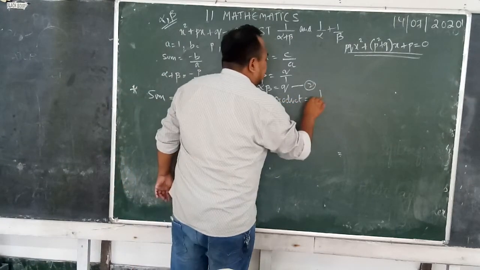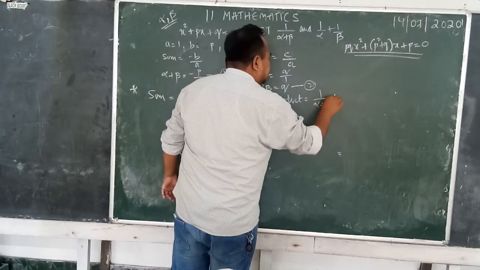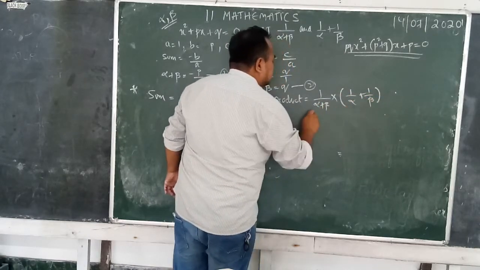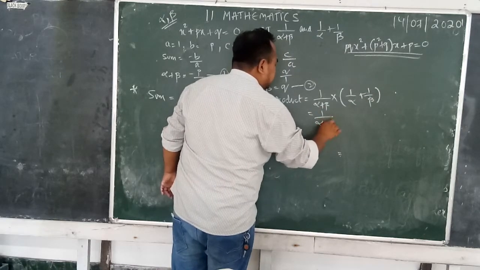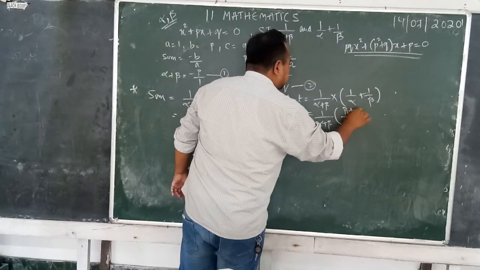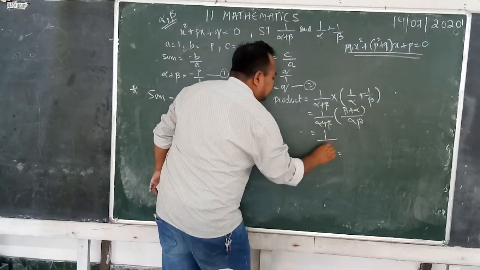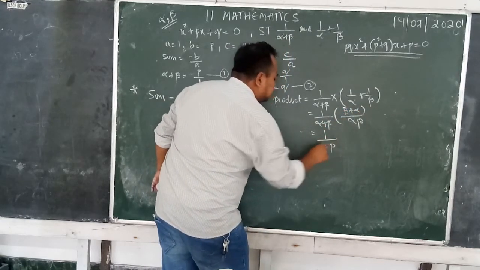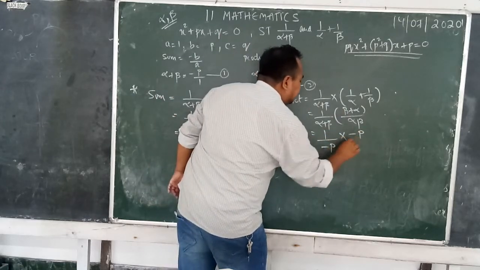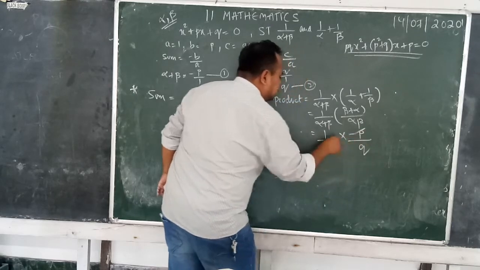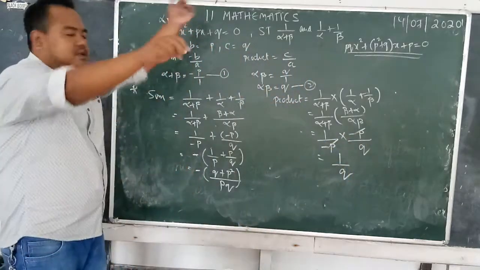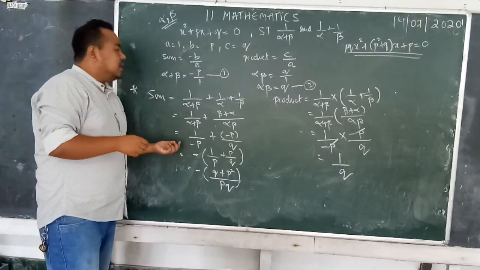Product equals 1 by alpha plus beta into 1 by alpha plus 1 by beta. So what do I get? 1 by alpha plus beta, again LCM. What's the LCM? Alpha beta. So you get beta plus alpha. Put the value. What is alpha plus beta? It's minus p. Again, what is beta plus alpha? It is minus p. And what is alpha beta? It is q. So this and this get cancelled. So what are you getting? 1 by q.